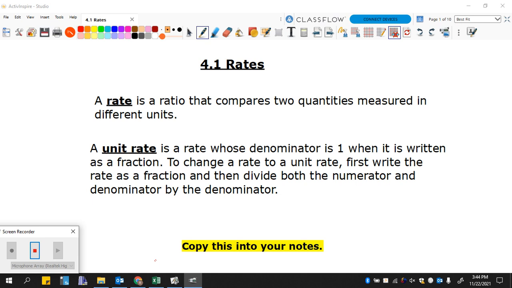And you notice that I use the word per. Per is the same thing as saying 1 unit, okay? Whatever that unit might be, whether it's hours or feet or blocks, or whatever is per, okay? So to change a rate to a unit rate, you just write the rate as a fraction or as a ratio, and then you divide both the numerator and the denominator by the denominator.